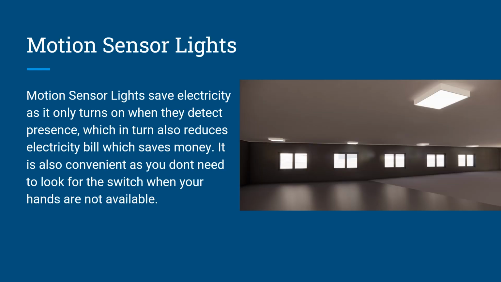My last implementation is motion sensor lights. Motion sensor lights save electricity as they only turn on when they detect presence. You can see from the picture at the right, this is a rendered picture of my house in Revit. The top is motion sensor lights. When you come in, it will turn on, and when you go out, it turns off. So it basically just detects presence. If you're not there, it's off. So this reduces your electricity bill, which in turn saves you money.